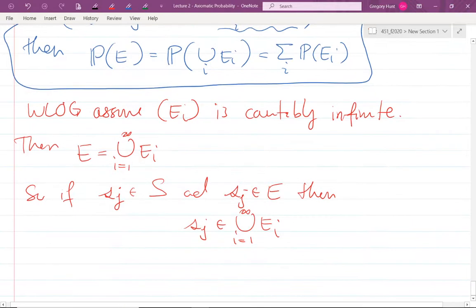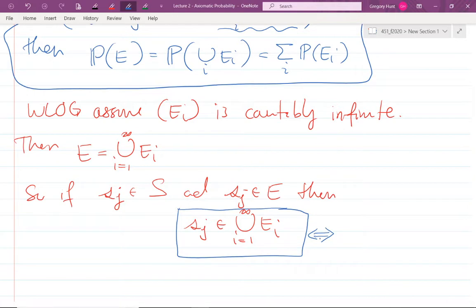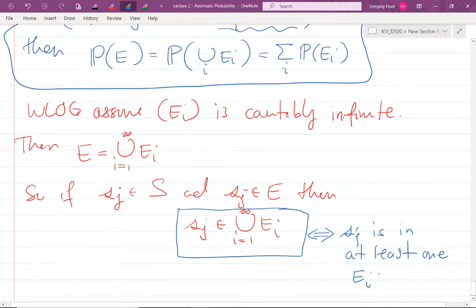Okay. Let's scrutinize this statement here. What does it mean to be an element of a countable union, of an infinite union? It means that it is in at least one. So this means that S sub j is in at least one E sub i. That's definitionally what the countable union is: the collection of all things that are in at least one of the E sub i. Can it be in more than one E sub i? Pause and think. It cannot be in more than one E sub i. So we can say, not at least one, but more strongly, it's in exactly one of the E sub i.